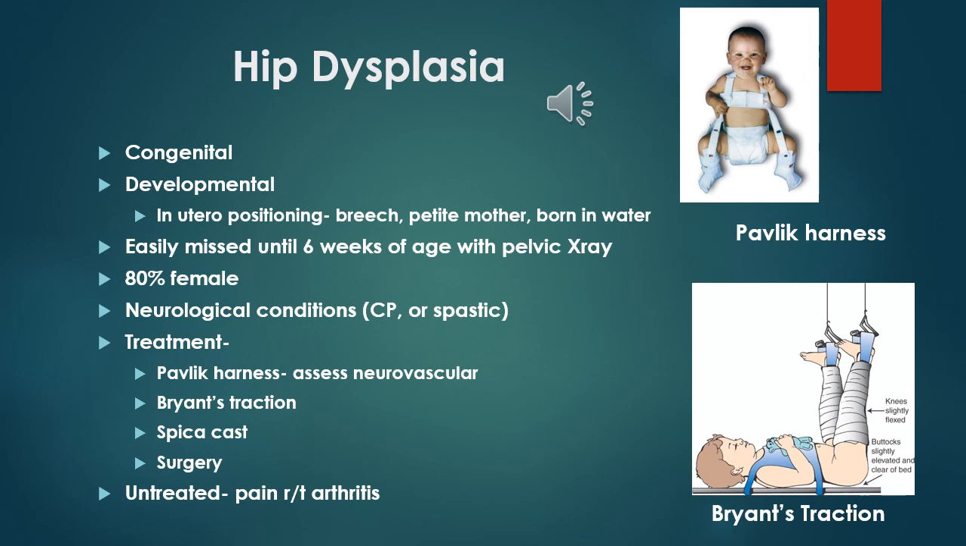Bryant's traction is also an option for the treatment of hip dysplasia, and that is the picture on the bottom of the slide. The Spica cast and surgery are also treatment options. If hip dysplasia is left untreated, the pain will be present due to the arthritis that's going to develop within the joint.